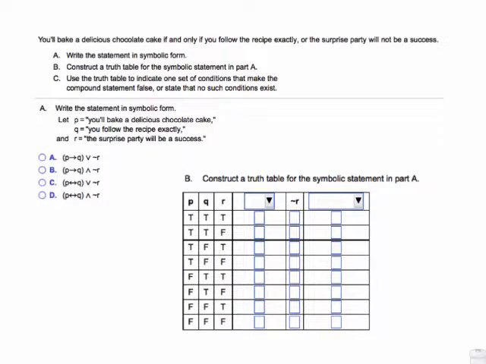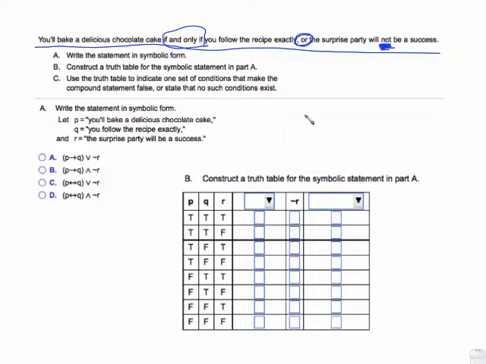Here's a multiple choice one. First off, we're being asked to write in symbolic form, and then we'll do the truth table. So we have to take these individual statements and come up with this statement. So it says, you'll bake a delicious chocolate cake if and only if, remember, we're going to circle the connectors and underline the nots, or the party will not be a success.